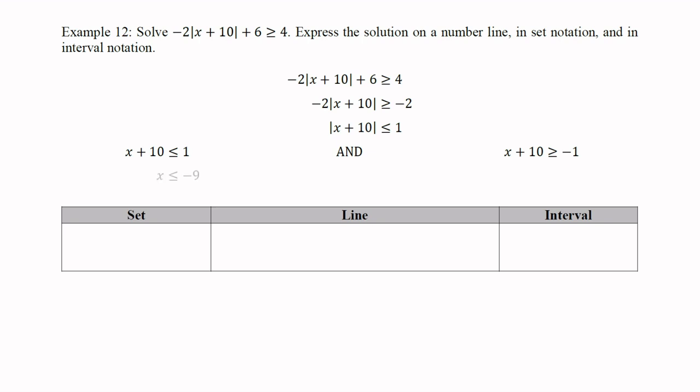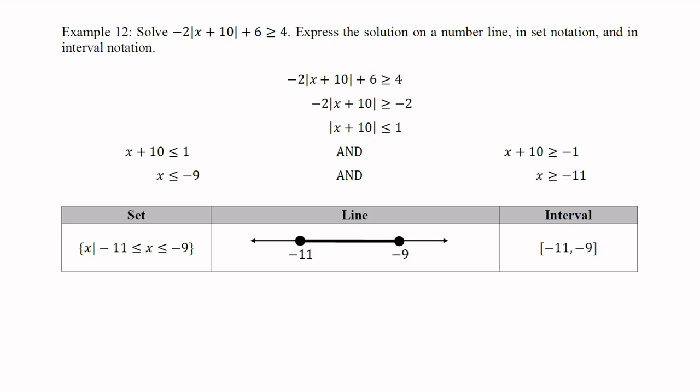Now we'll solve each inequality by subtracting 10 from each side, and we'll keep our and in between. Since we have an and statement here, we look at our inequalities and we can put our x in between negative 11 and negative 9. Since we're greater than negative 11 and we're less than negative 9, we can write it as one statement. We can express our answer on our number line, and we can write it in interval notation.